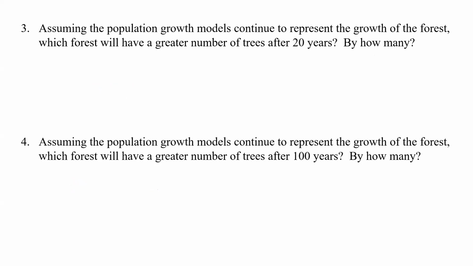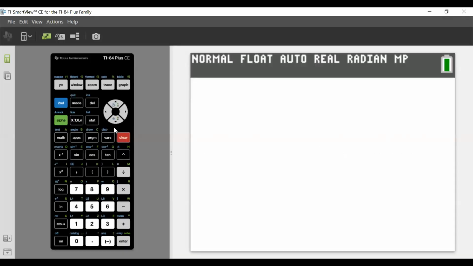Now, continuing on with the same problem, it says, assuming the population growth models continue to represent the growth of the forest, which forest will have a greater number of trees after 20 years? Well, what we have to do is find out what A of 20 is and what B of 20 is. A of 20, remember, was 115 times 1.025 raised to the power 20. And B of 20 was 82 times 1.029 to the power 20. All right, so we plug both of those into our calculator. And again, it's just a matter of whether you can manipulate your calculator. So we have 115 times 1.025 to the 20th.